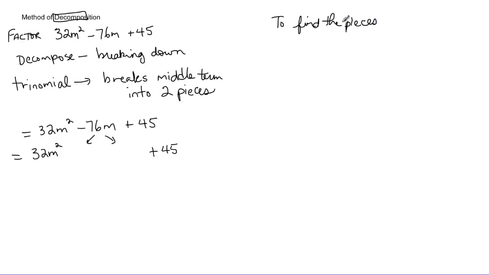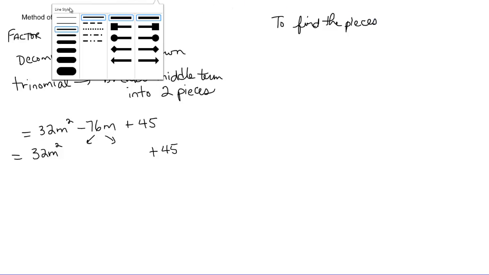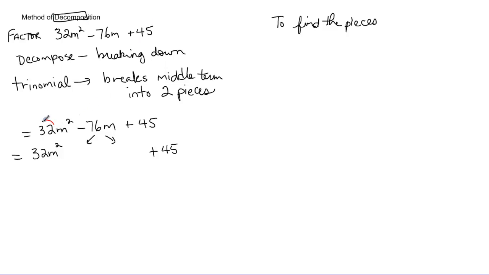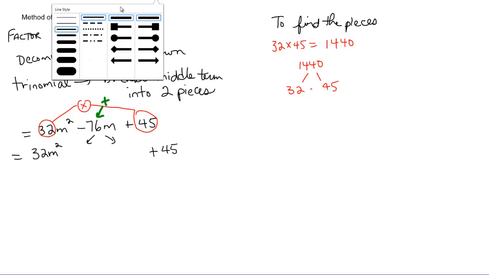To find the pieces, I need a different color, take 32 and multiply it by 45. This is definitely for many of you going to be a calculator process. 32 times 45 is 1440. Or if we were to break down 1440, we know it's 32 times 45. We need to find a combination of 2 numbers that multiply to make 1440 that, if we add them together, give us negative 76. There's the challenge.